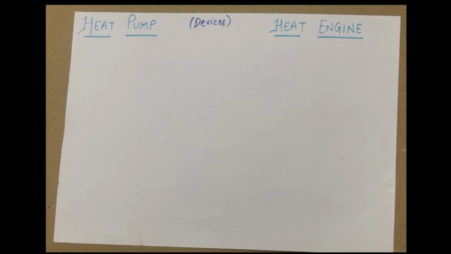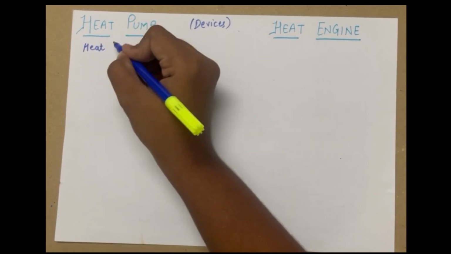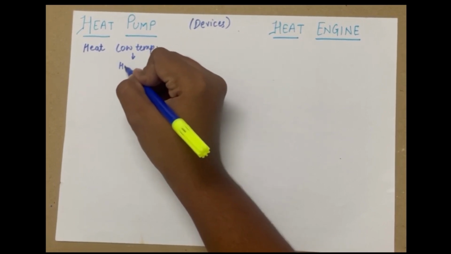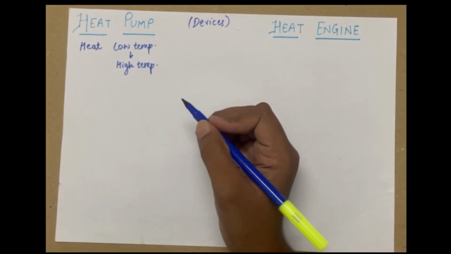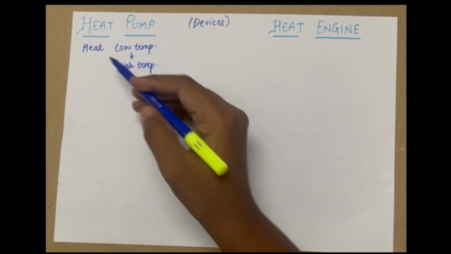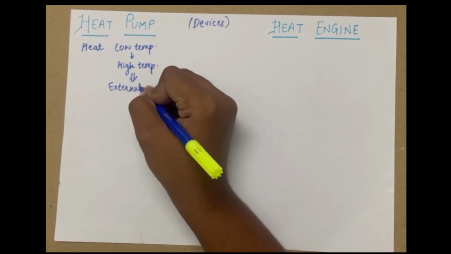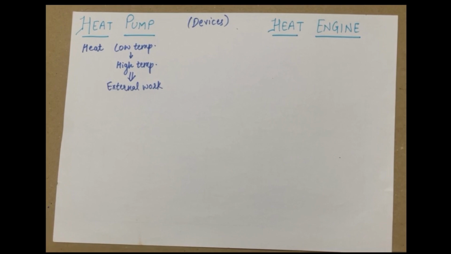Now basically heat pump is a device. It transfers heat from low temperature to high temperature. Now since it is a negative temperature gradient, transferring heat from low temperature to high temperature is going to require some sort of external work. So, low temperature to high temperature means transferring heat from 20 degrees Celsius to 45 degrees Celsius.